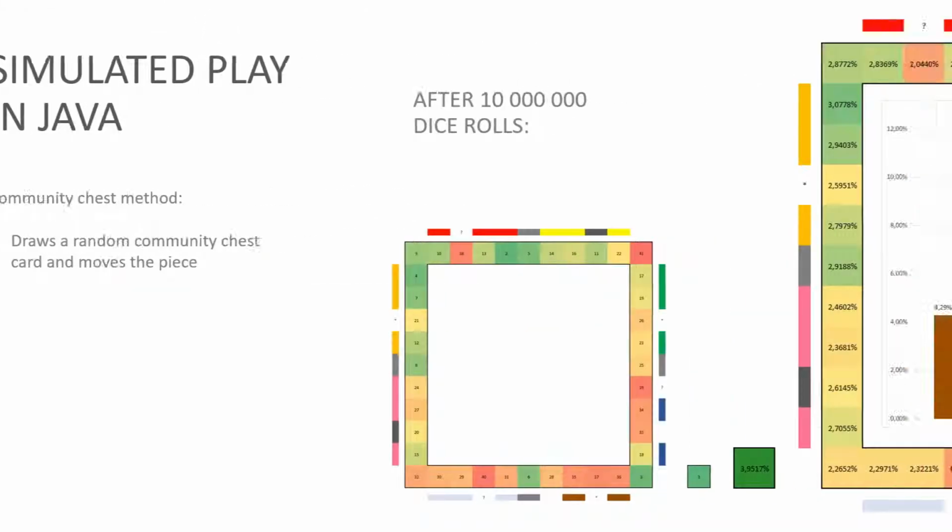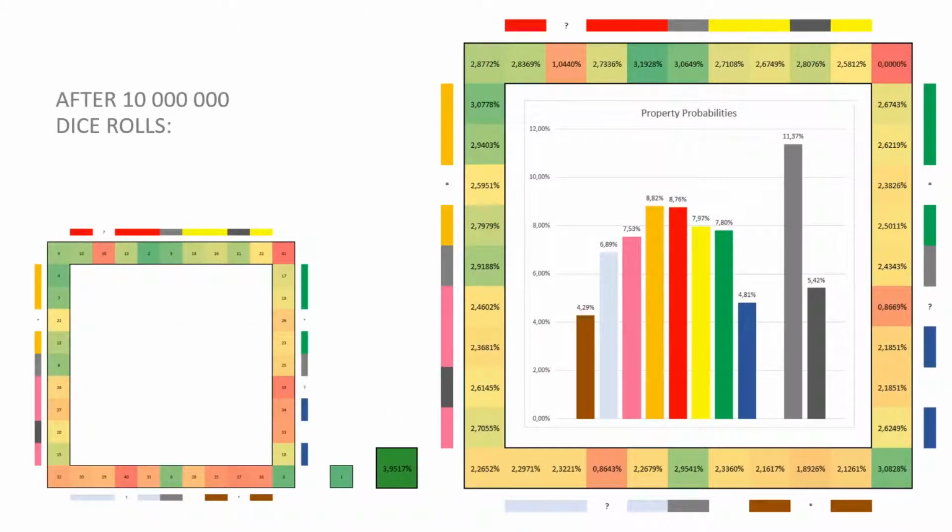Then, after a simulated 10 million dice rolls, I ended up with this estimate of the probability distribution. These models show the probabilities of ending up on each square and the relative ranking of each square's probability. The squares outside of the board represent in jail, and the boards are oriented such that the bottom right square on the model is the go square on the Monopoly board.